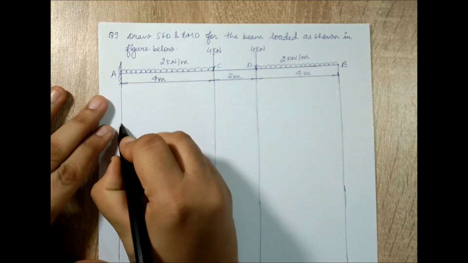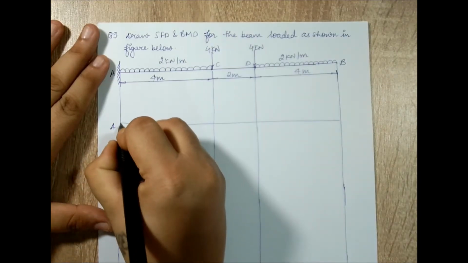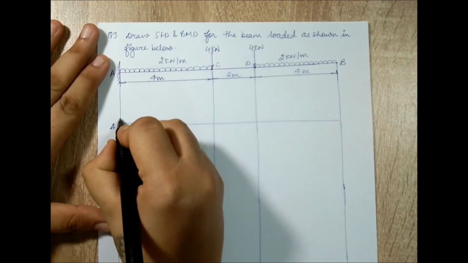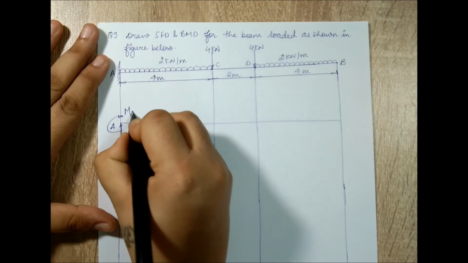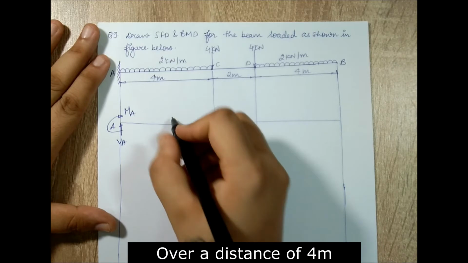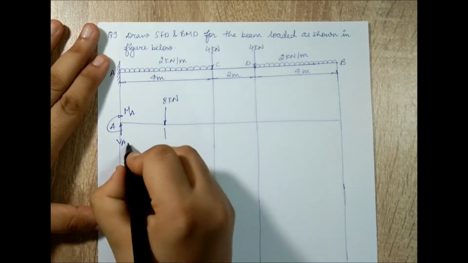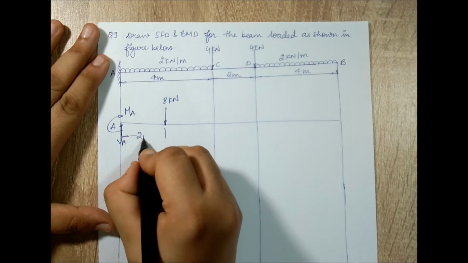I'll start with the FBD. This is point A, it is fixed, so I'll have a reaction VA, moment MA. This is 2 kilonewton per meter over a distance of 2 meter. So this will be 4 into 2, 8 kilonewton at a distance of 2 meters.